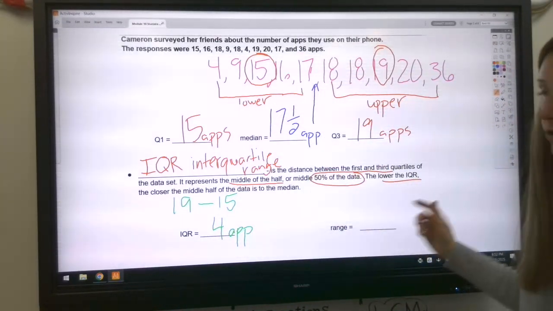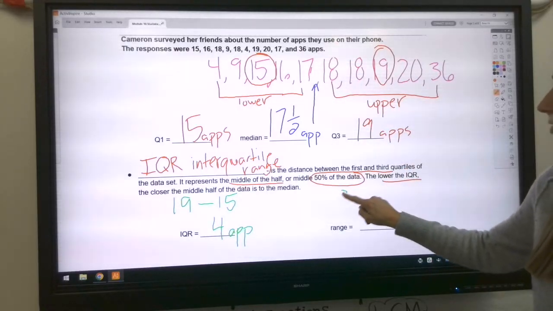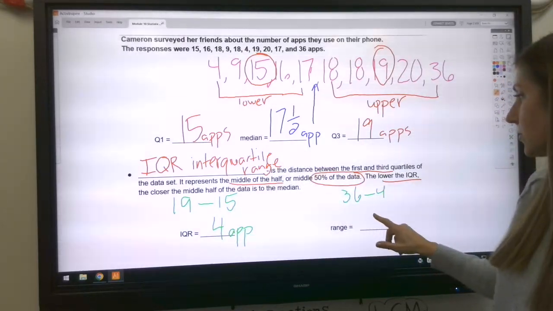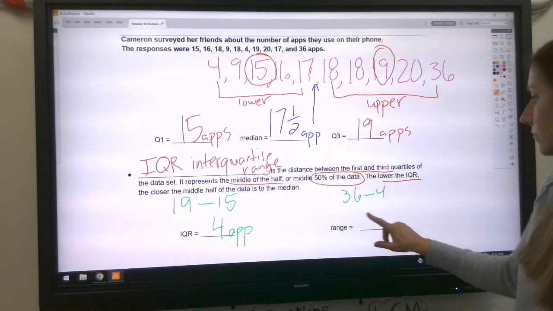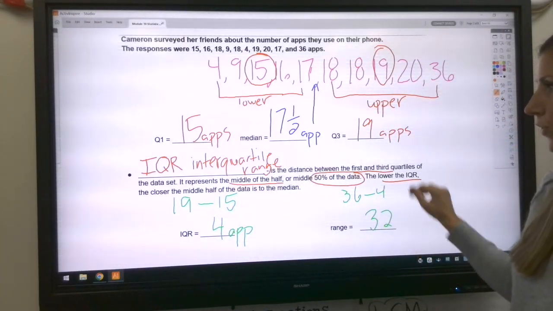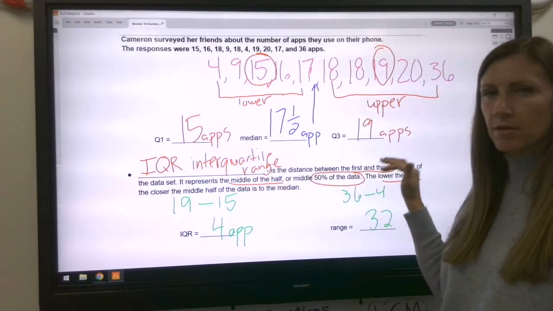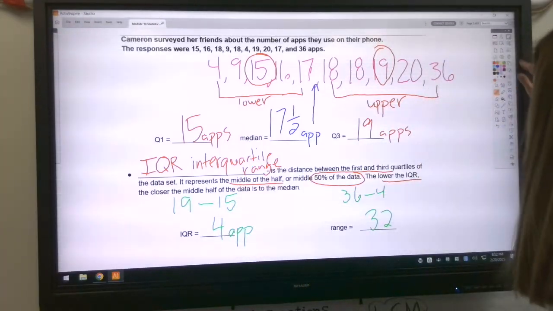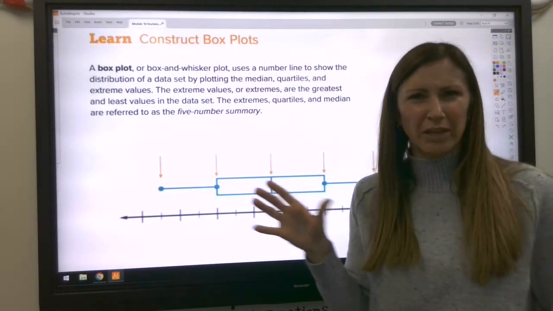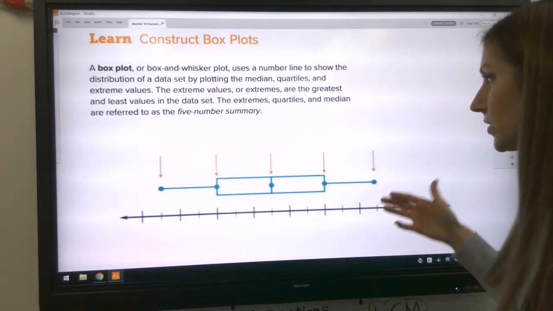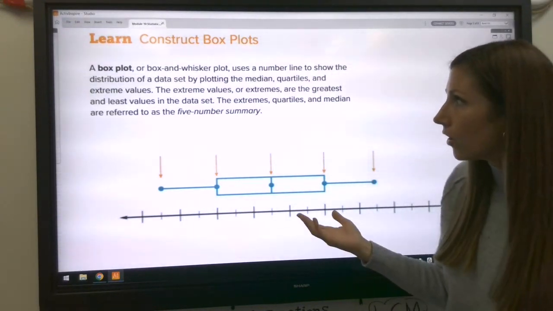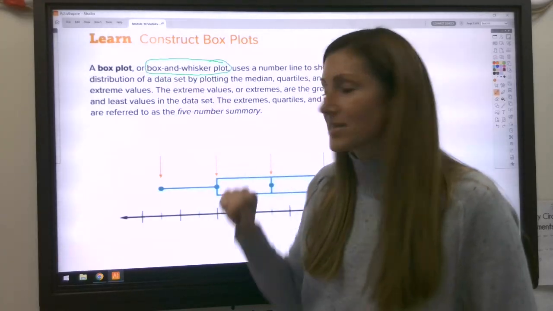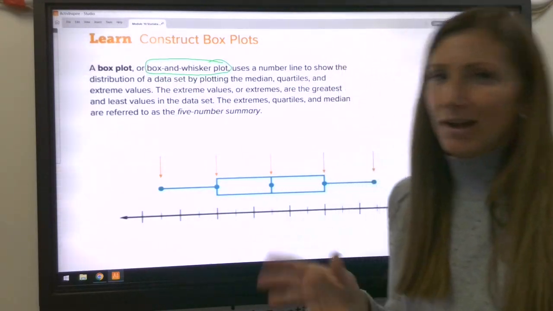And then also we have the regular range. The regular range is just 36 minus 4, what we're used to, largest versus smallest. So we have a 32, okay? We're going to do more of this. I think this is the bulkier part of what we're doing here. And it actually helps to then make box plots to see this whole 50% and percentiles. So this is a box plot. It's also known as, and on your paper you might want to circle this, a box and whiskers plot. I think that's fun.